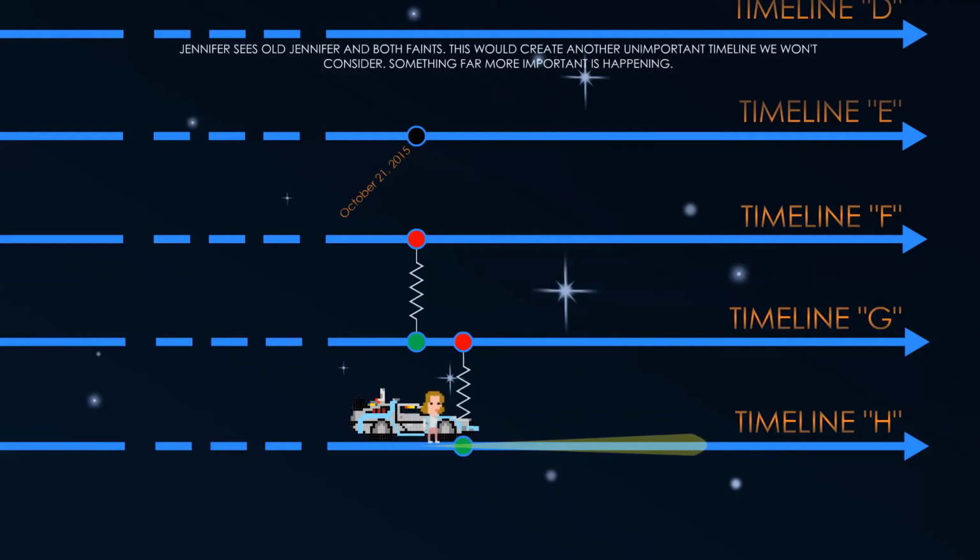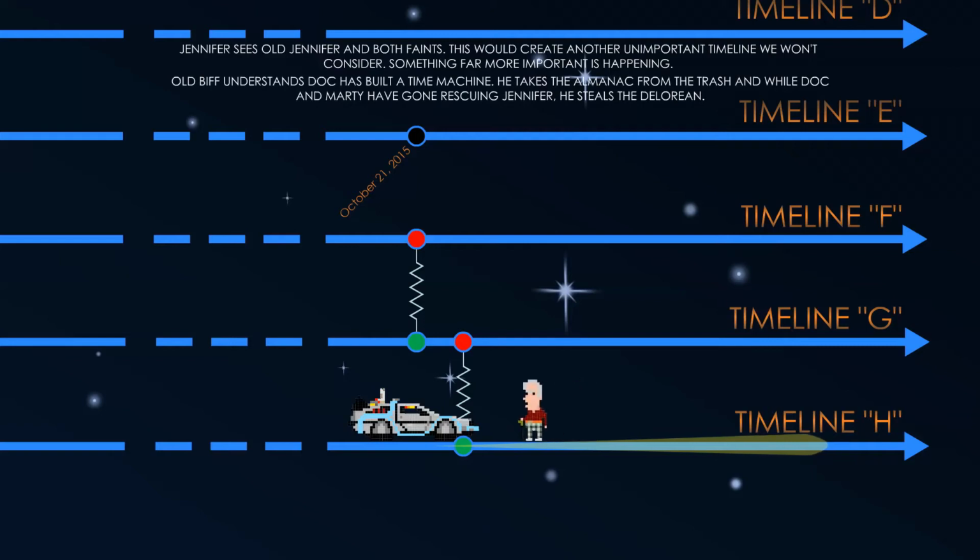Jennifer sees old Jennifer and both faint. This would create another unimportant timeline we won't consider. Something far more important is happening. Old Biff understands Doc has built a time machine.